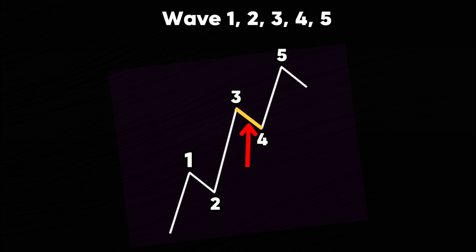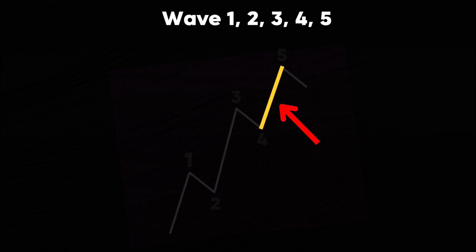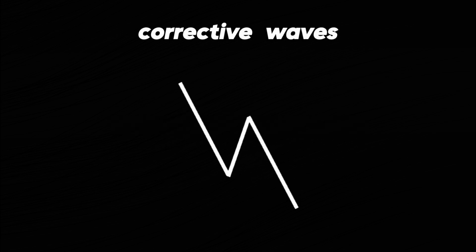Fourth wave, the correction of the third wave. This wave is often complex and can take the form of a triangle. Fifth wave, completion of the impulse movement. This wave is often accompanied by divergence on indicators such as RSI or MACD. In general, there is nothing complicated. And now we can move on to the corrective waves that occur after the 5-wave growth.